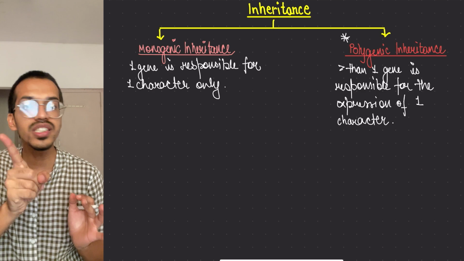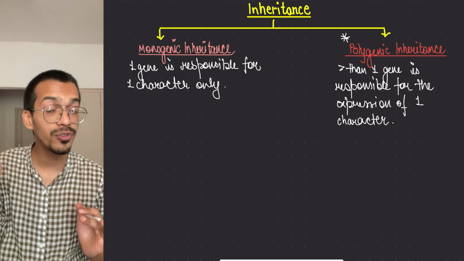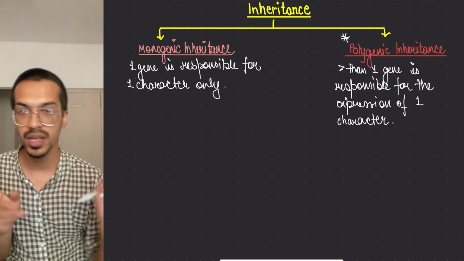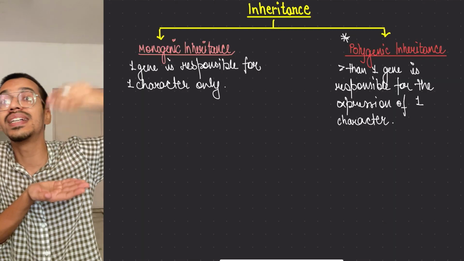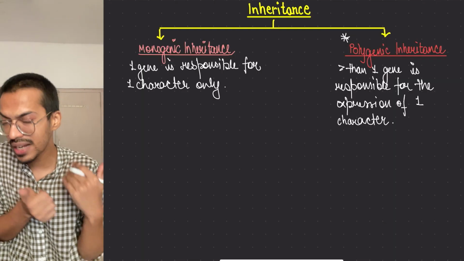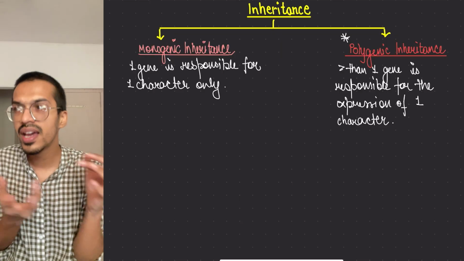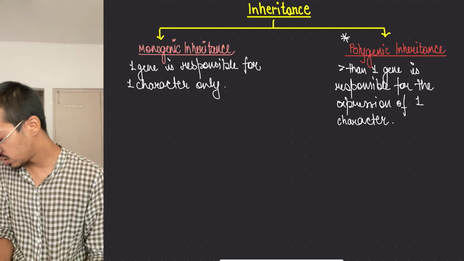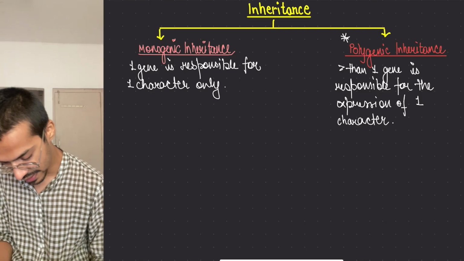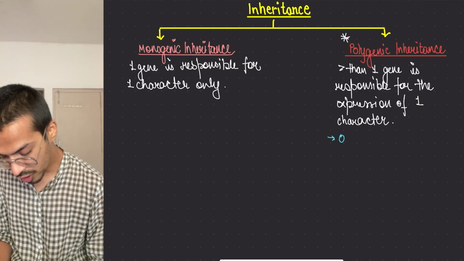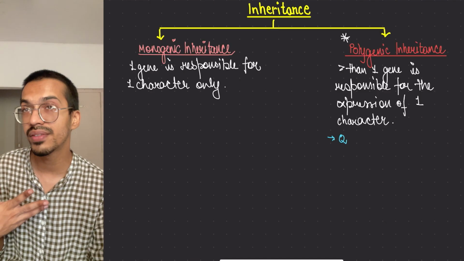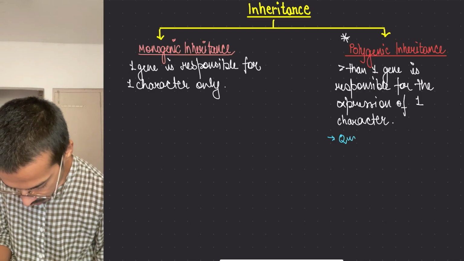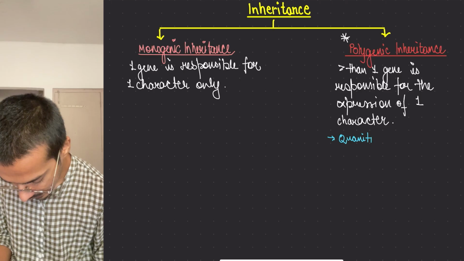In the last video about inheritance, we were saying that expressions are changing. Here the expression is quantifying. So we can say that polygenic inheritance is quantitative inheritance. If a question comes asking for an example of quantitative inheritance, polygenic inheritance is the example. Remember it: quantitative inheritance.